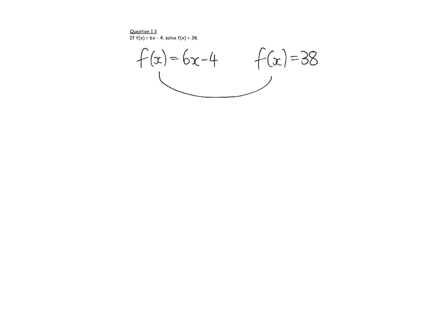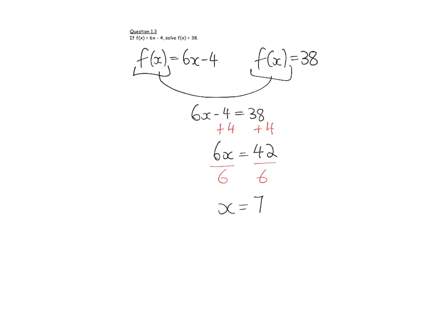So if f of x is equal to the same thing, well then 6x minus 4 is also equal to 38, because f of x is equal to 6x minus 4 and f of x is equal to 38. So if both are equal to f of x, they have to be equal here too. So then we just solve this to find x. We add 4 to both sides, so we'll get 6x is equal to 42, and then we divide both sides by 6 and we'll get that x is equal to 7. And I'm hoping that is making a bit of sense.